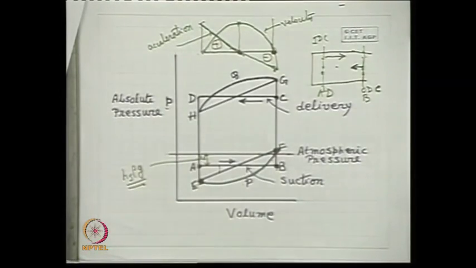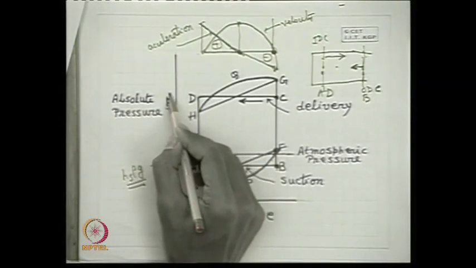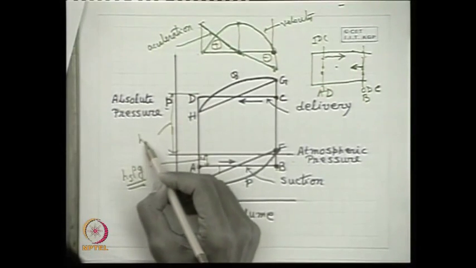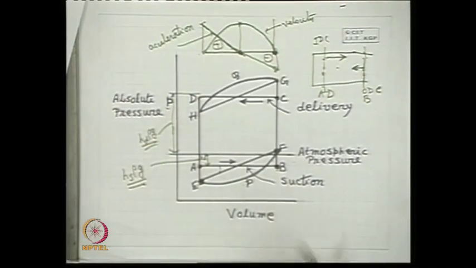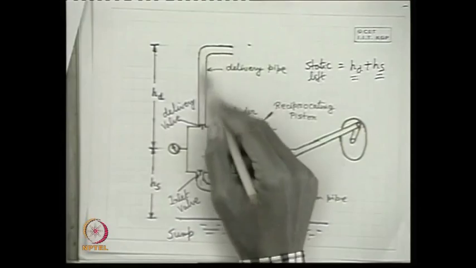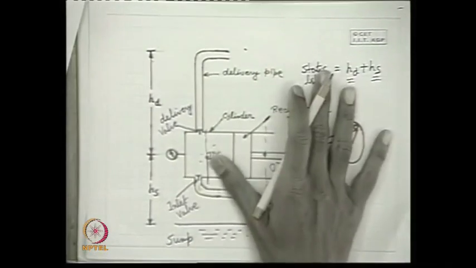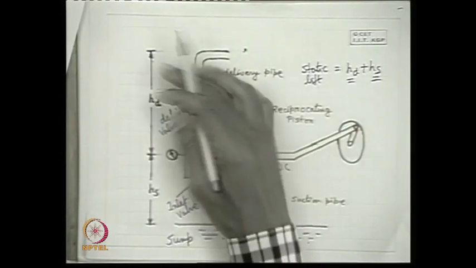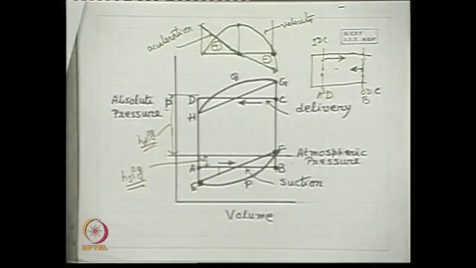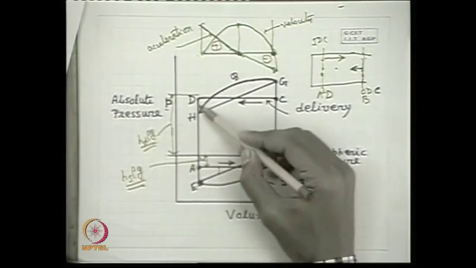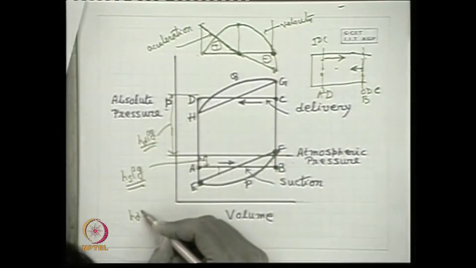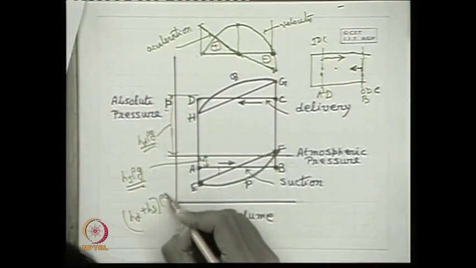Earlier this pressure was determined by HD. So, this was HD plus PA, where PA is the absolute atmospheric pressure. So, this was HD rho g, without consideration of velocity head and any losses. That means if we write Bernoulli's equation between this point and any point outside, we will see that the pressure here has to be more than the atmosphere by this amount, HD rho g. So, this height is HD rho g, this was HS rho g. That means this height of the rectangle was HD plus HS times rho g. That is the static lift of the pump.